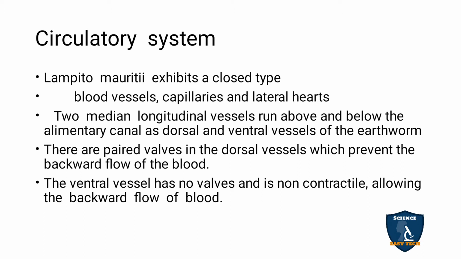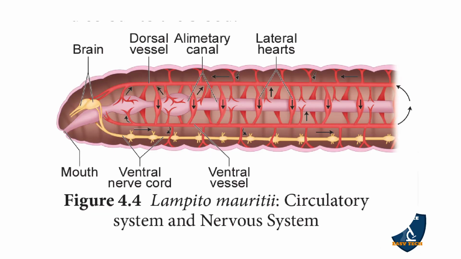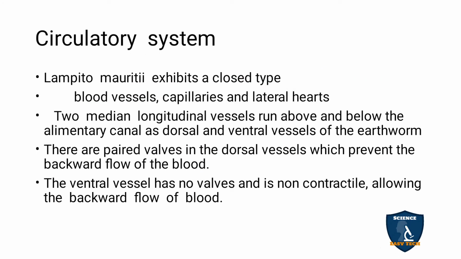In the earthworm, the circulatory system is closed type. Closed type means it has proper blood vessels, and lateral hearts are also present. There are two main longitudinal vessels: you can see here the dorsal vessel, and on the lower side the ventral vessel. They run longitudinally, one on the upper side and one on the lower side of the alimentary canal. Dorsal is upper and ventral is lower. The dorsal one is above the alimentary canal and the ventral one is below it, running along with the alimentary canal.